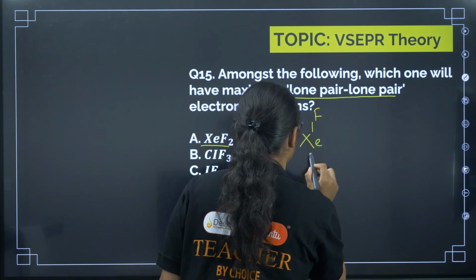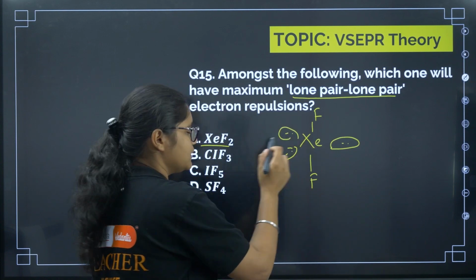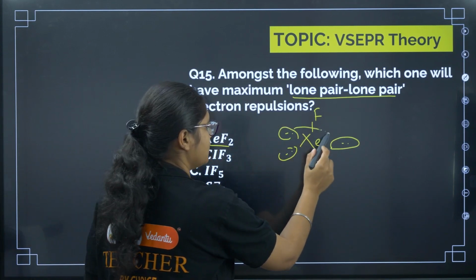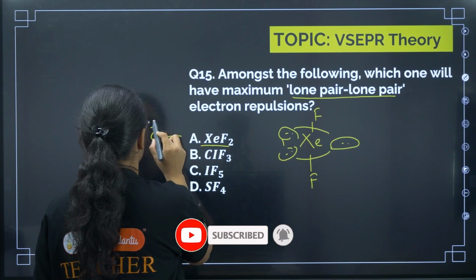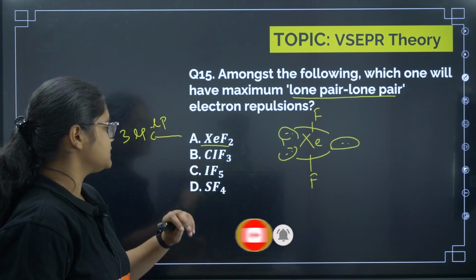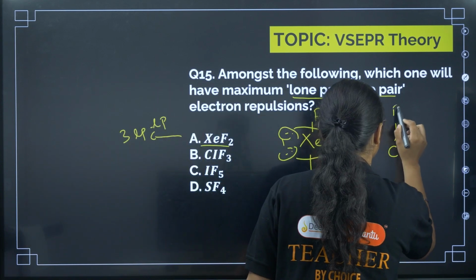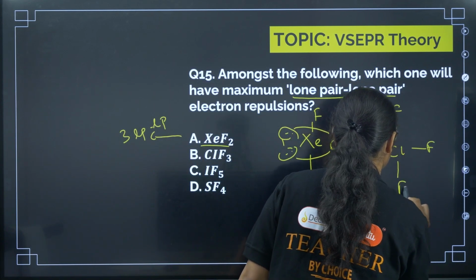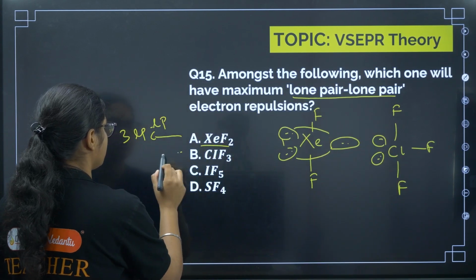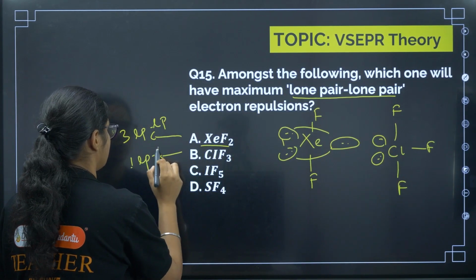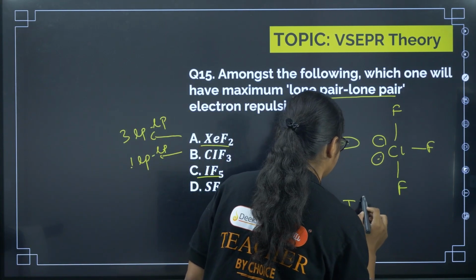So if you remember, we have this structure, right? So here how many lone pair repulsions will be there? 1, 2 and 3. So in this structure, there are 3 lone pair repulsions. Now if you see ClF3, it has a T-shaped structure, right? So here we have 1 lone pair repulsion. Now if you see I is I5, right?